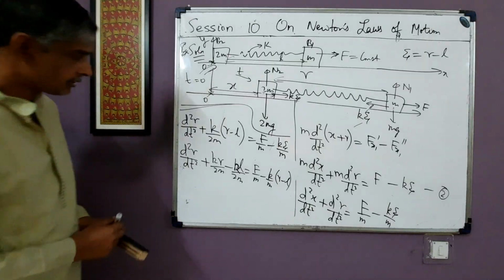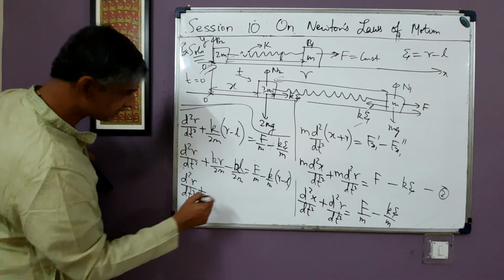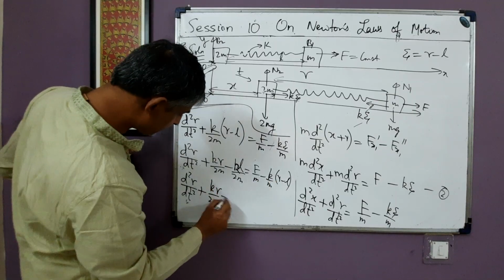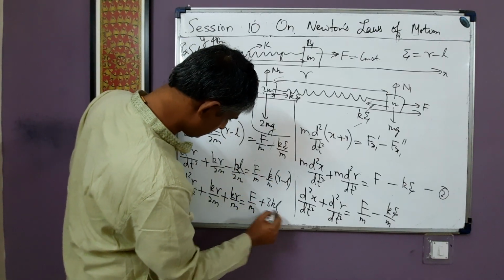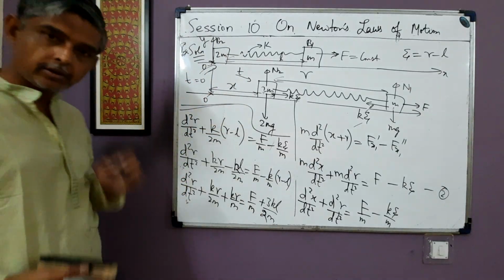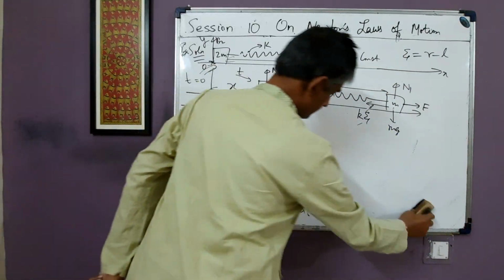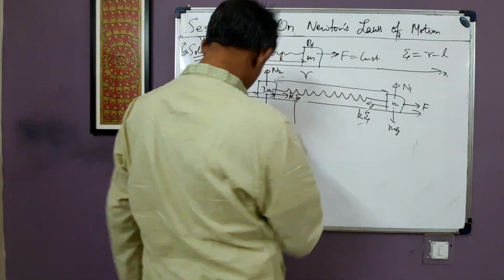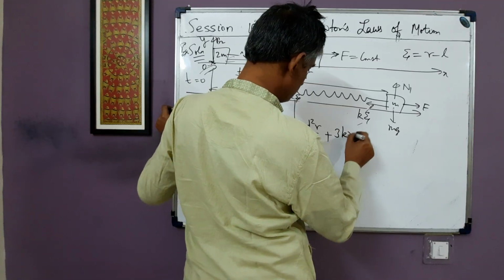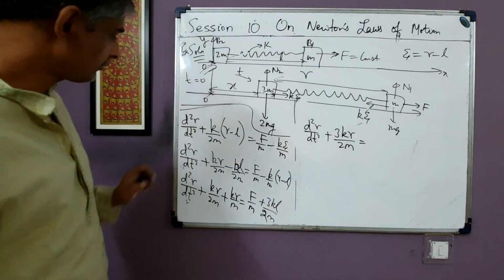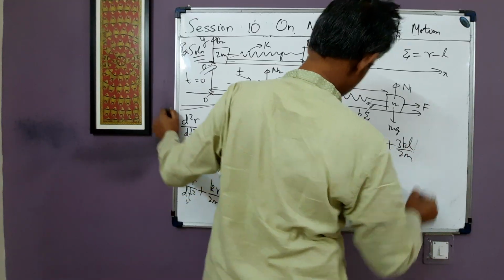Now kr by m I bring to this side and kl by 2m I shift to that side. So it becomes d2r by dt2 plus kr by 2m plus kr by m equals f by m plus kl by m minus kl by 2m, which becomes 3kl by 2m. Alright, fine. Is it alright? So this equation becomes d2r by dt2 plus 3kr by 2m equals f by m plus 3kl by 2m. This is the differential equation for r.